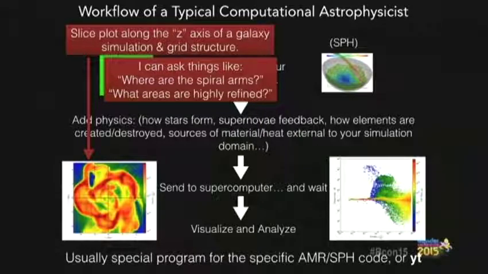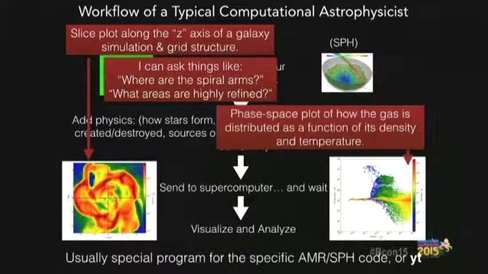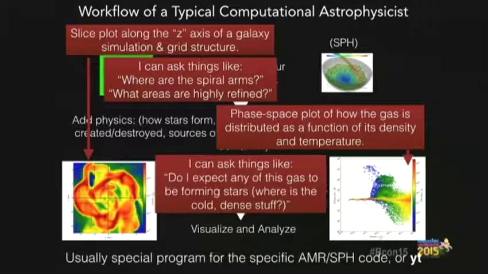So I can say, okay, probably the higher density things are where my spiral arms are, so I can look at that. I've also overplotted the grid, so I can see where things are being refined in my simulation. This is an example of an analysis plot. It's a phase space plot, so it's telling you how much mass you have in each density and temperature bin. So I can ask, where do I expect stars to form? I expect them to form where there's cold, dense stuff. So I can go to this plot in the lower right-hand corner and say, OK, I've got this much mass forming stars.